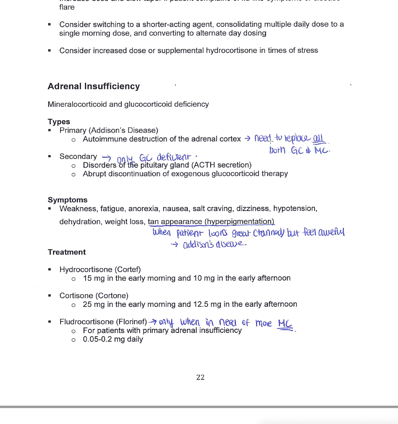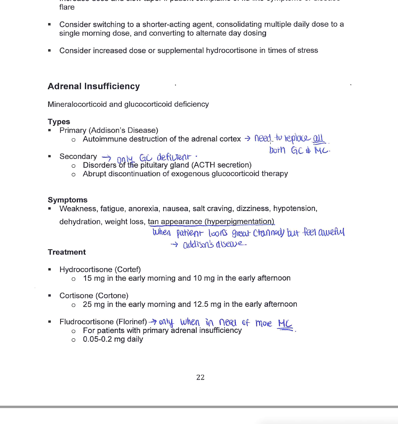All right, and now going a little bit into the disease itself. Adrenal insufficiency is when we don't have enough of either mineralocorticoid or glucocorticoid steroids. The types are either primary, which is known as Addison's disease. Addison's disease is autoimmune destruction of the adrenal cortex. So basically, the adrenal cortex is not making anything. It's not making both glucocorticoids and mineralocorticoids, so we need to replace both.